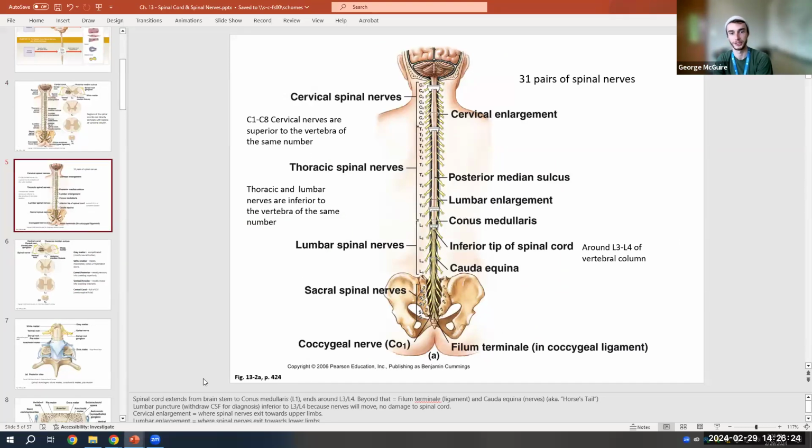I guess I should have been using this slide here. So 31 pairs of spinal nerves total. Again, these are pairs. It's one nerve going left, one nerve going right at each of these places.